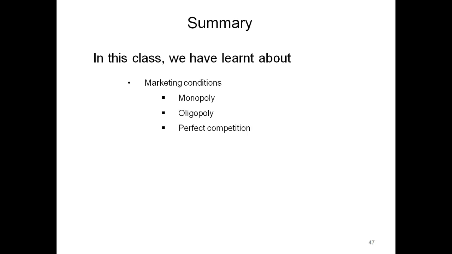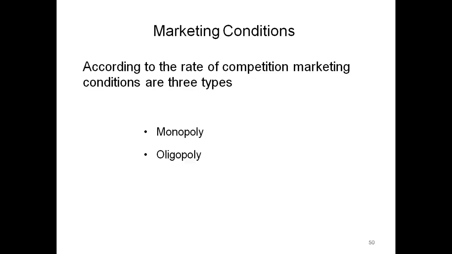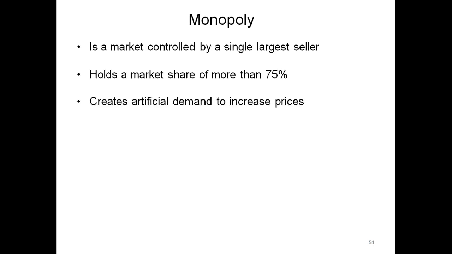Now we'll be learning about marketing conditions: monopoly, oligopoly, perfect competition, the difference between the above three, and buyers' and sellers' markets. Point of discussion: what difference would you find in buying vegetables in the market and buying a computer? According to the rate of competition, marketing conditions are of three types: monopoly, oligopoly, and perfect competition.